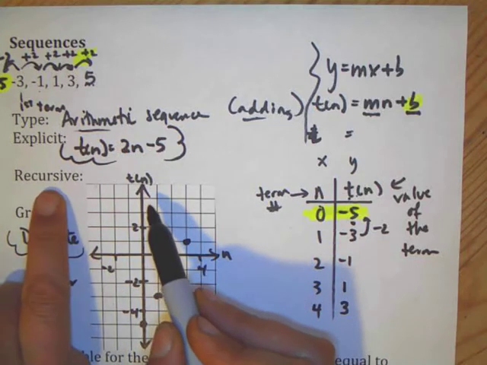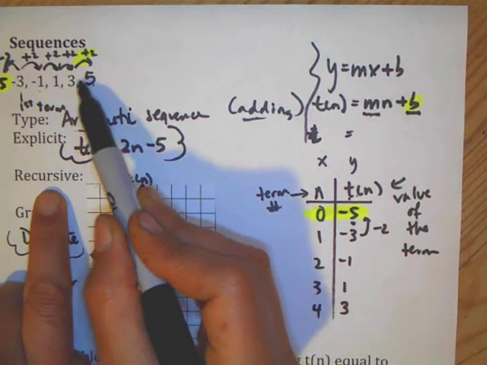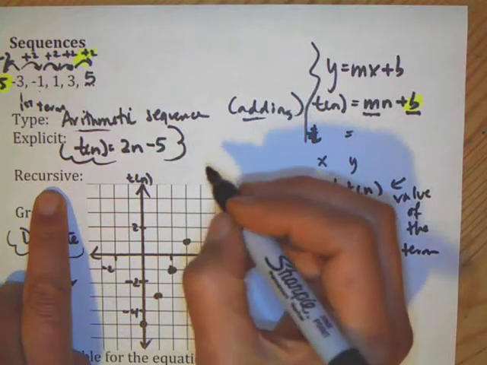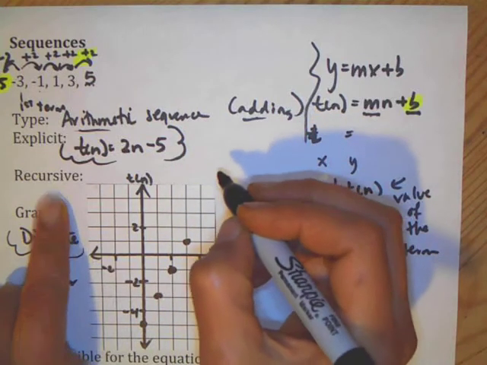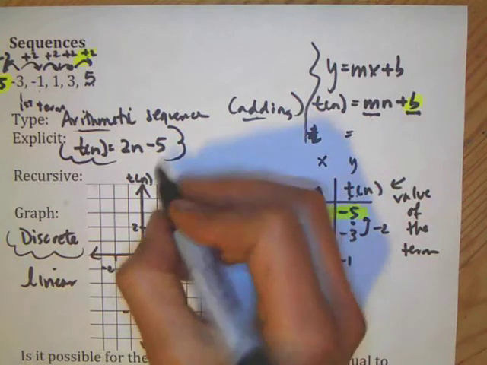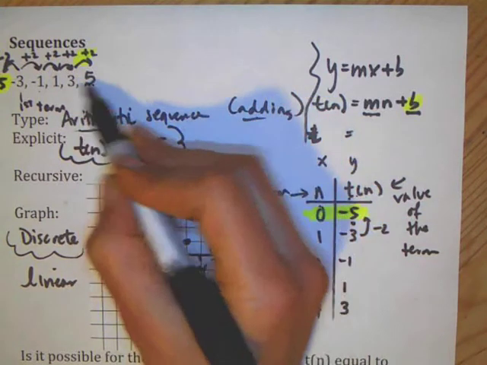Now recursive means how do you use one term to help you find the next term? How do you find one term to find the next term? There are 2 pieces that you need to know. The first is, how do you just go from one term to the next?